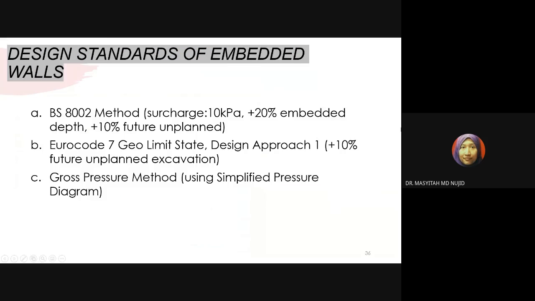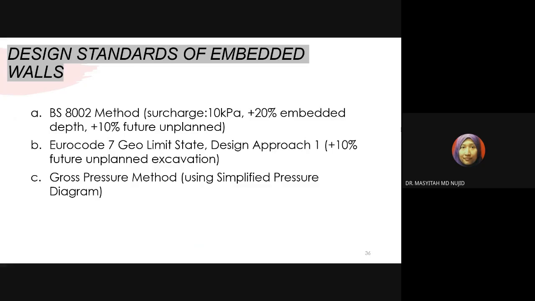Okay, the next one we go to the design standards for embankment walls. There are three standards that can be applied. First, using the British standard. The next one is using Eurocode 7, and the last one is the gross pressure method. So these are some short input information when you use the different standards.